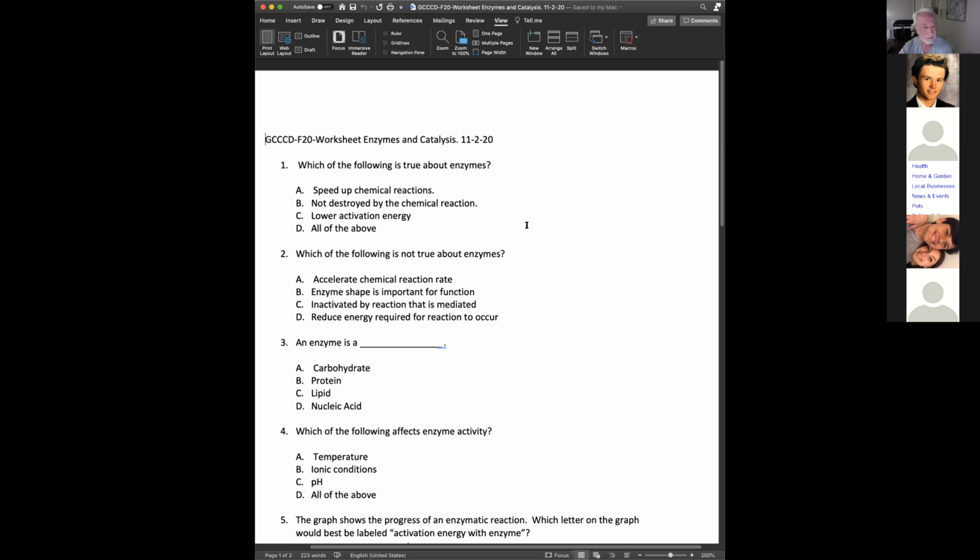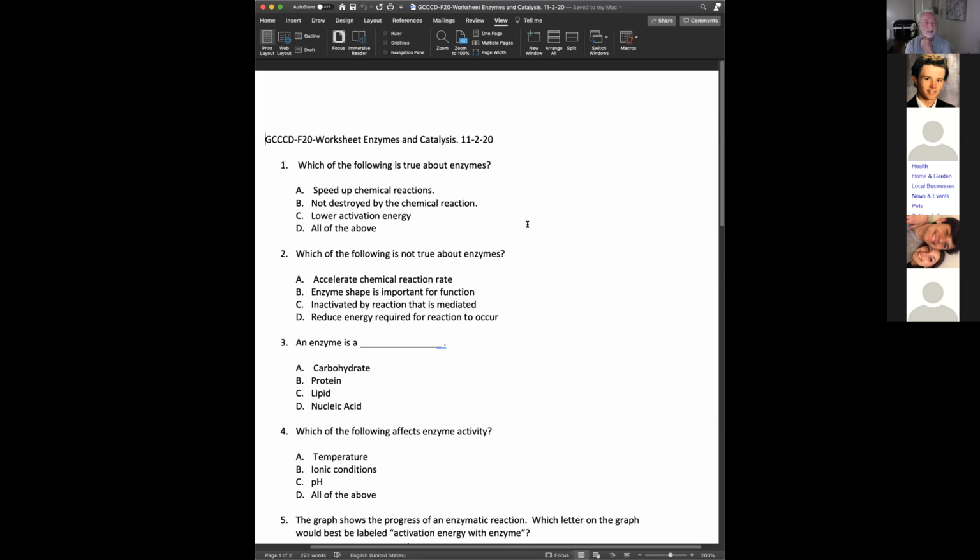Which of the following is not true about enzymes? A, accelerate chemical reaction rate. B, enzyme shape is important for function. C, inactivated by reaction that is mediated. D, reduce energy required for reaction to occur. I need a second to think. Take your time. It's C, inactivated by reaction that is mediated, I think. Okay. Anybody else think that? Anybody object? Well, I agree. It is.